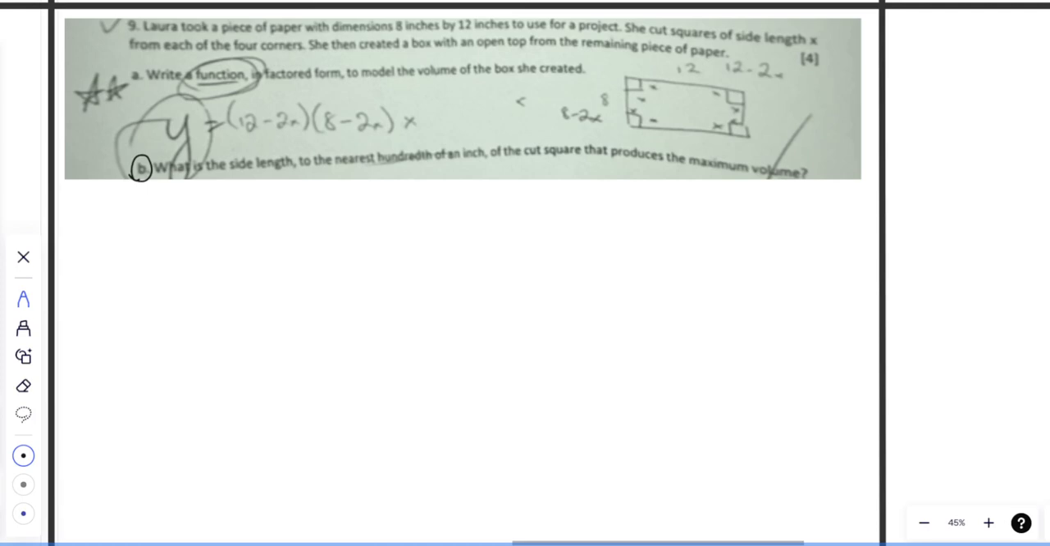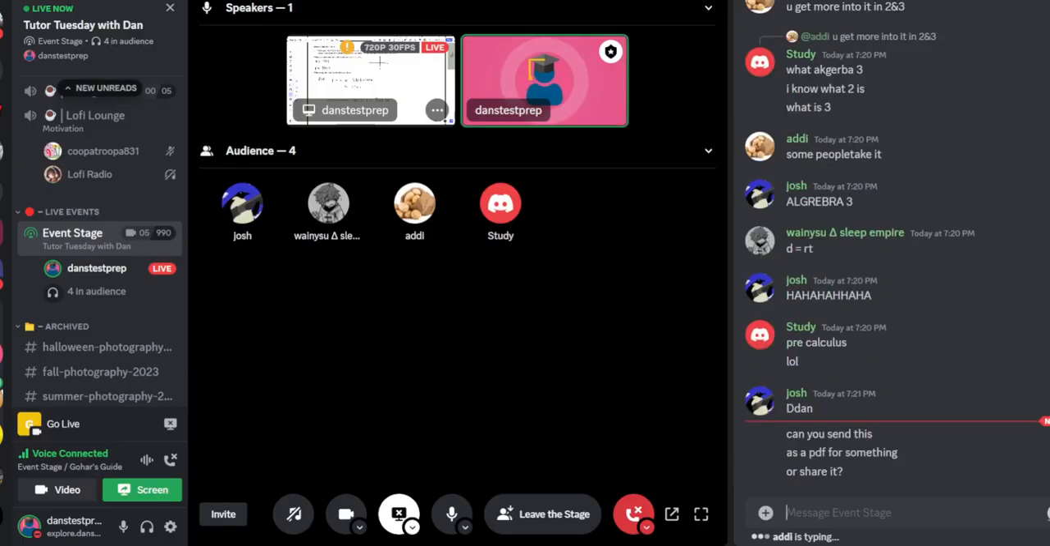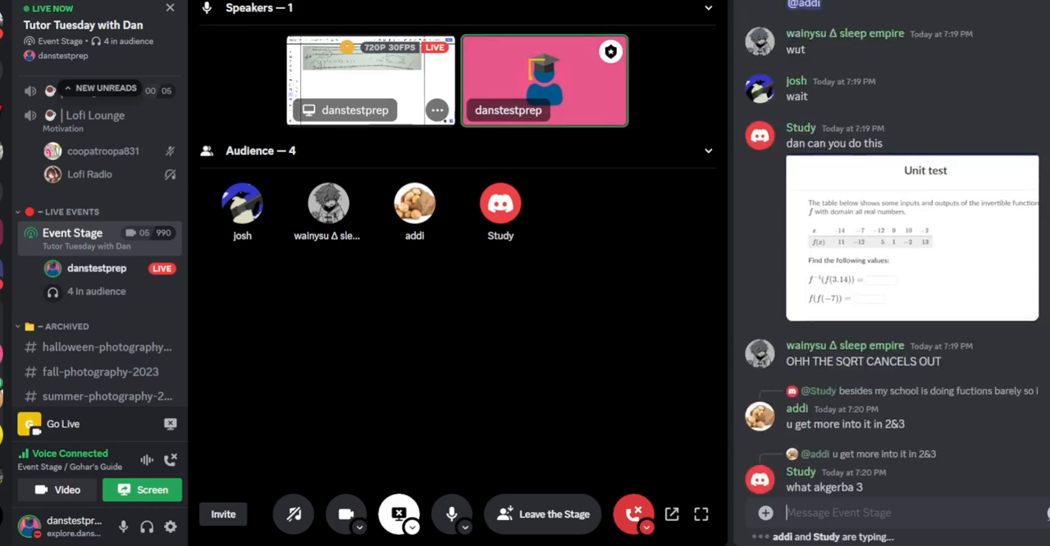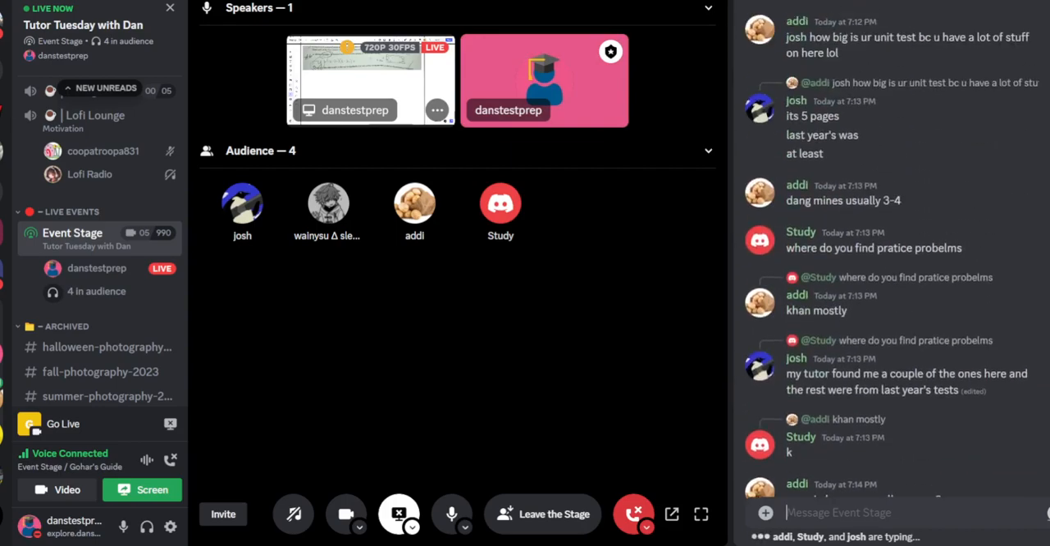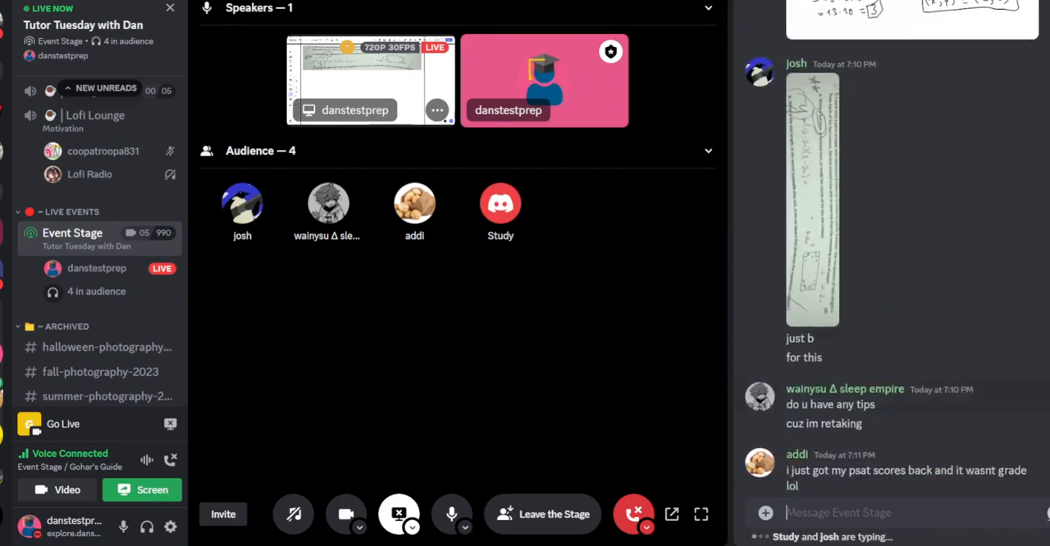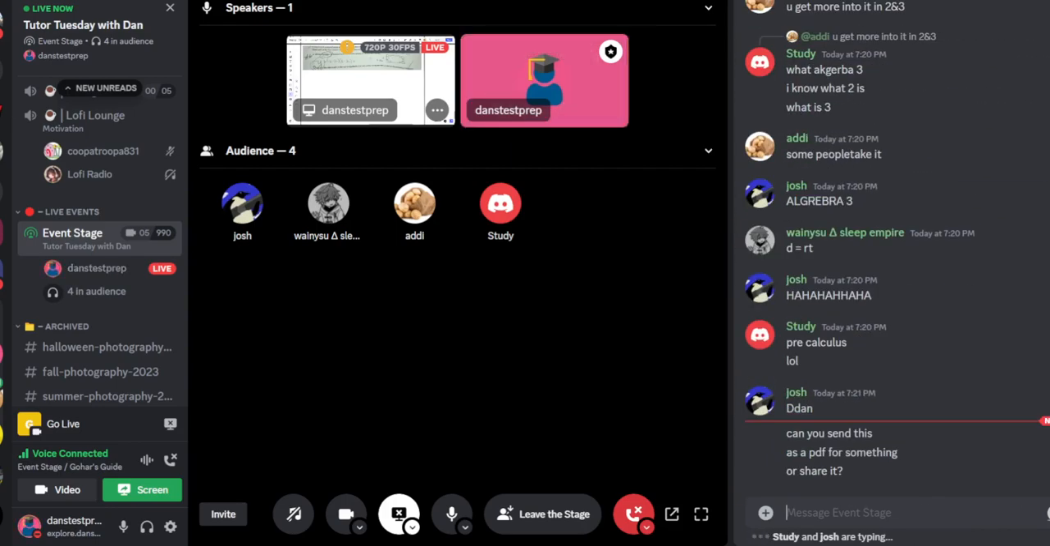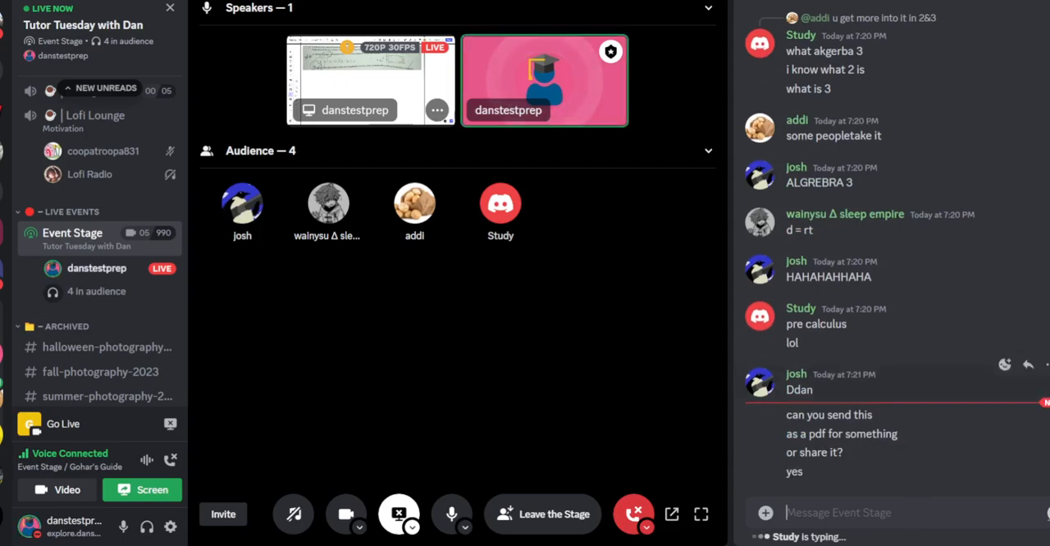What is the side length to the nearest hundredth of an inch of the cut square that produces the maximum volume? Are you guys in calculus? Yeah, I'll send a PDF for this afterwards. Who submitted this? Josh. Is this a calculus question?